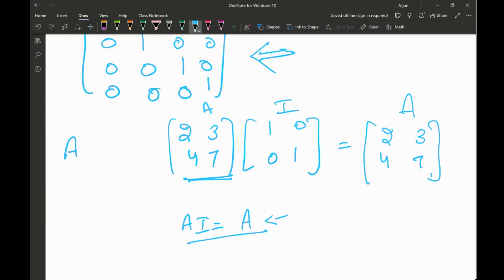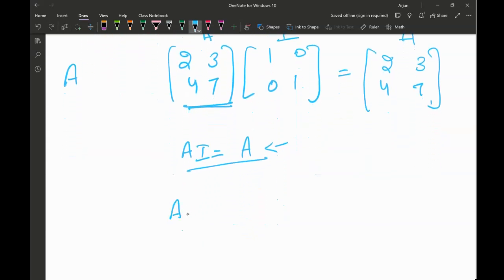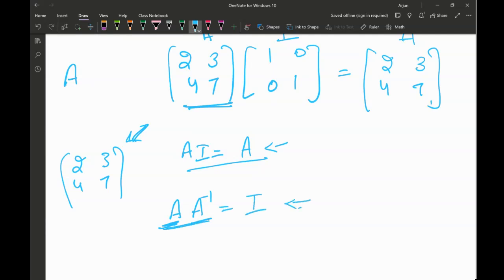Another thing I also wanted to tell you is the inverse. So if I multiply A with the inverse of this matrix, let's say this is 2 4 3 7, and I find the inverse, which we haven't learned yet but I'll tell you later on, and multiply these two, that's going to give me the identity matrix.